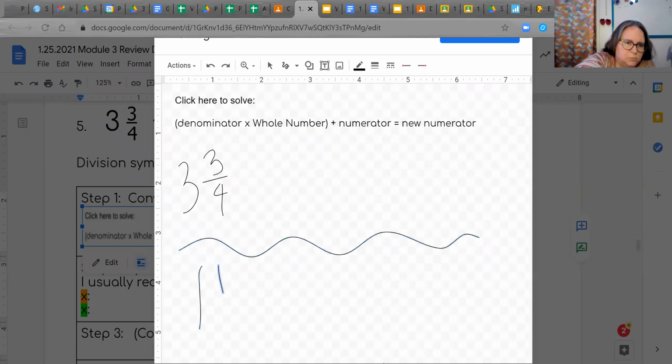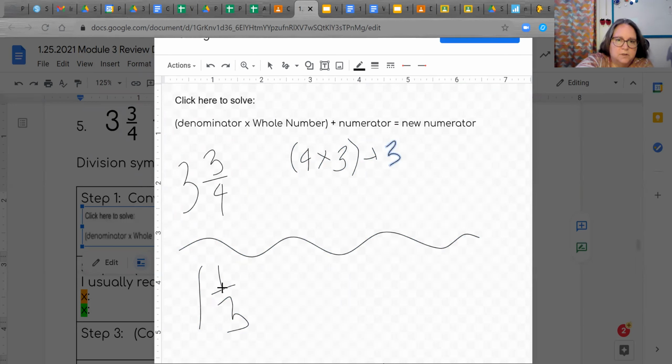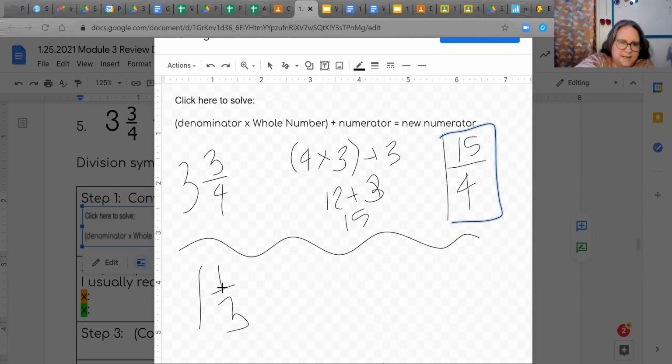So 1 1/3. And again, I'm just figuring out what my new numerator is. So I take the denominator, multiply the whole number, and then add the numerator. So it's 12 plus 3, which is 15. So 15 over 4. Great job. I do the same thing here. I have 3 times 1 plus 1, which is 3 plus 1, which is 4. I have 4 over 3.